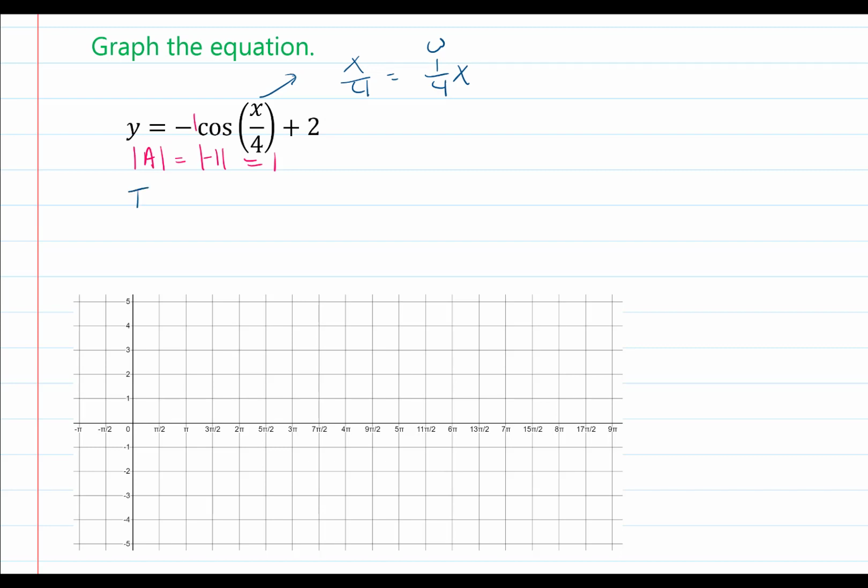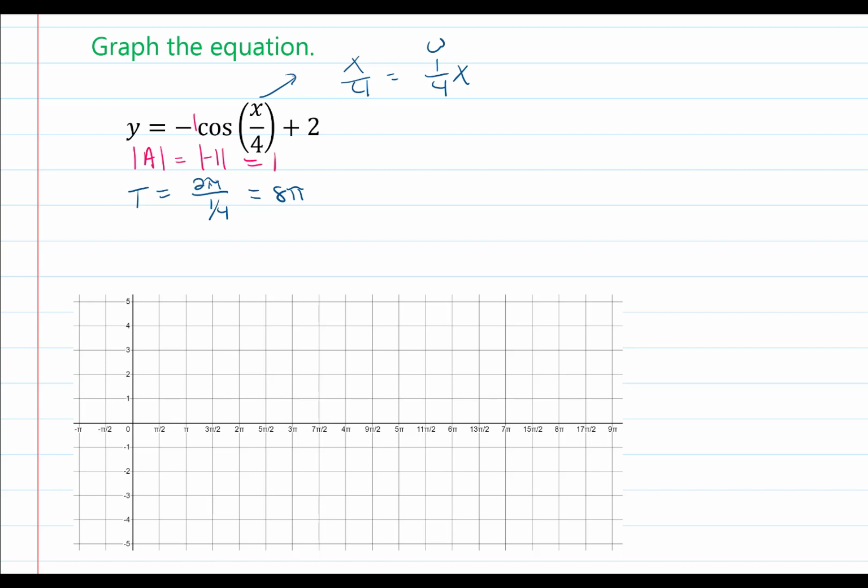The period T is equal to 2 pi divided by omega, which is 1/4. Simplifying that expression, what we get is 8 pi. That means that it's been a horizontal stretch. I know this because it went from a distance of 2 pi for one cycle to a distance of 8 pi, so it stretches it out horizontally.